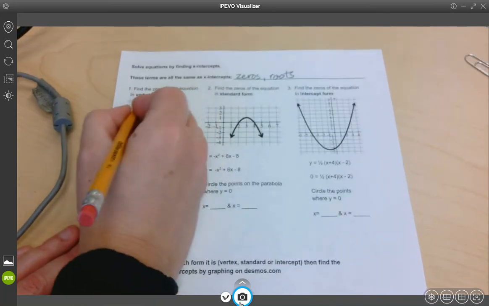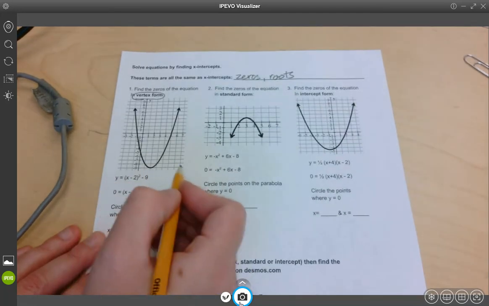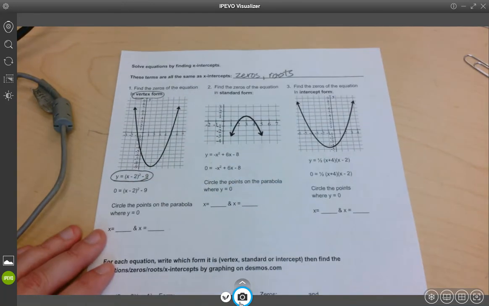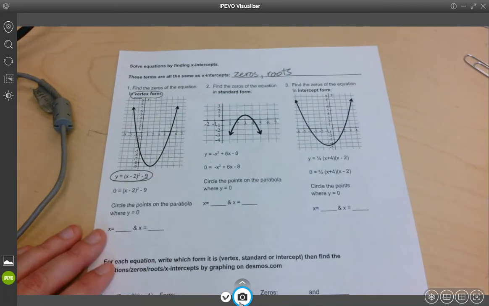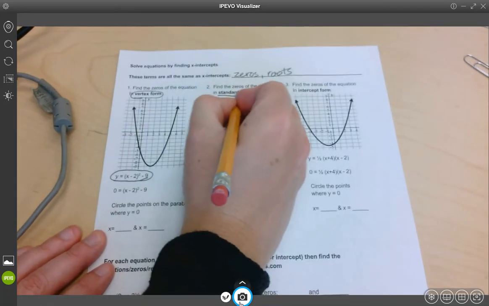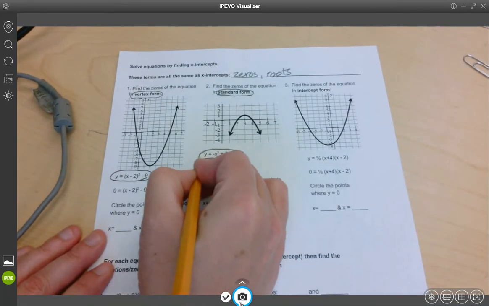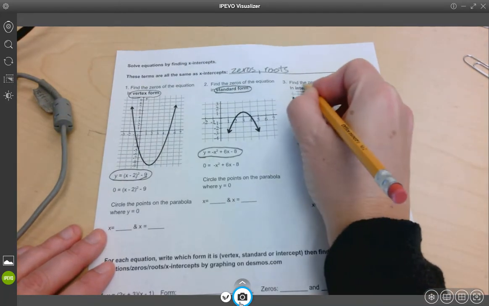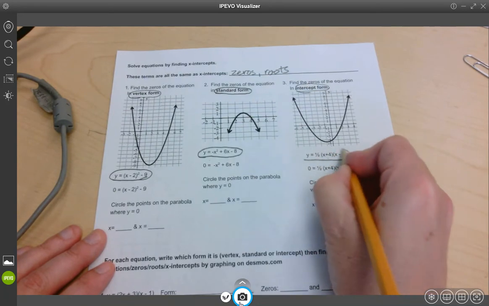I want you to notice that it's also telling you that this is written in vertex form, right here. This is called vertex form. The reason it's called vertex form is because the vertex is the opposite of this number, comma this number. This one is telling you that the equation is written in standard form. This is standard form. And this is written in intercept form, and it's called intercept form because the x-intercepts are the opposites of these numbers. You'll see when we get there.